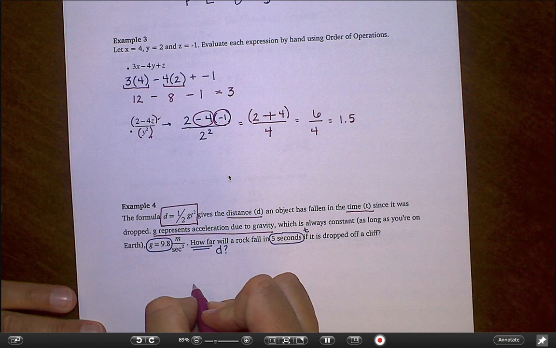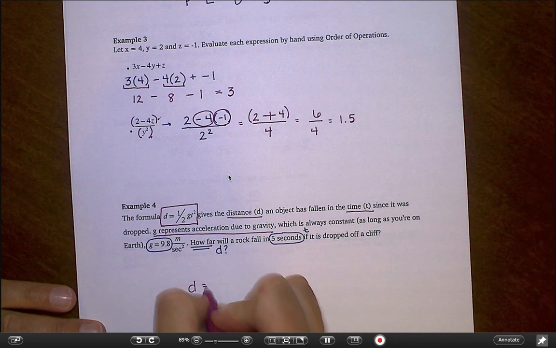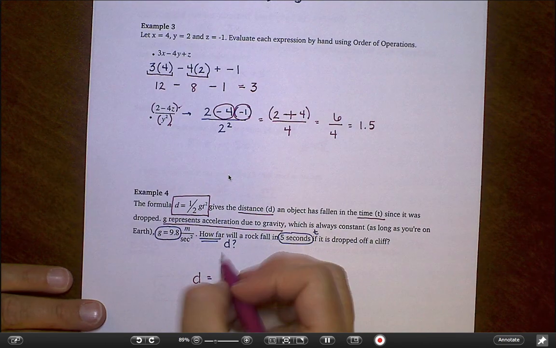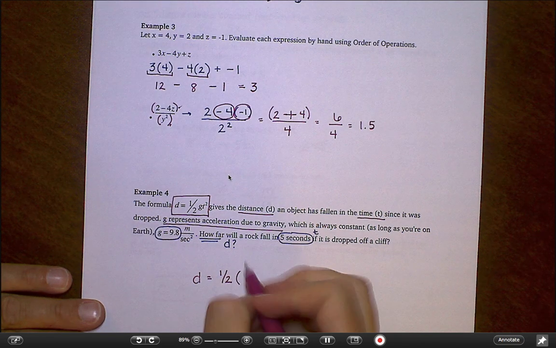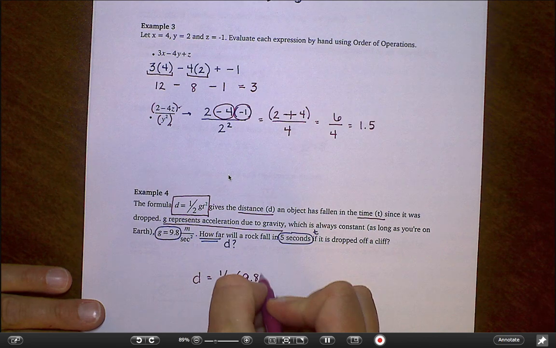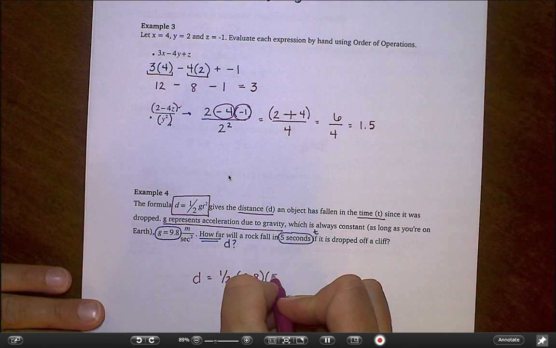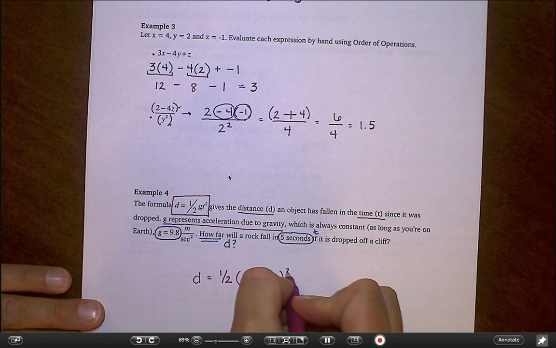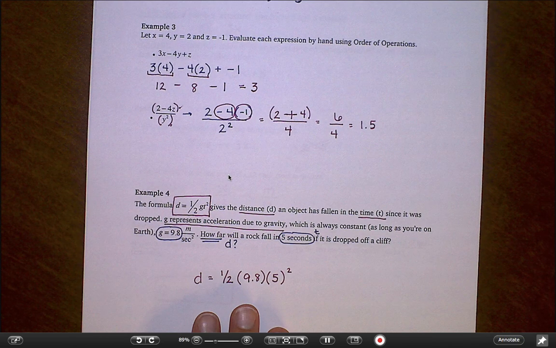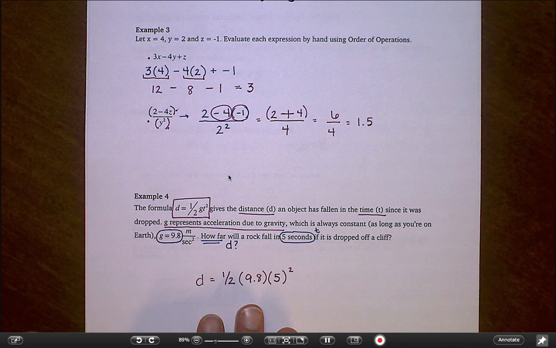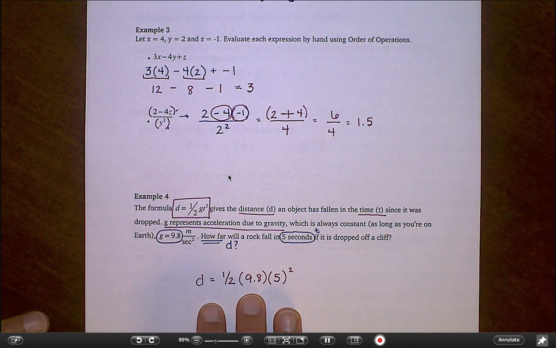So I'm going to take my formula, d, because I know that's what I'm trying to find, right? 1/2. I'm going to plug in my g value of 9.8. And I'm going to plug in my t value of 5. And I'm going to make sure I square it. So this is sort of what I was talking about. This is not a problem I would expect you to do by hand, just with the funky decimals and things like that. I think you could handle it if you really had to, but this is one that we're going to use our calculator for.